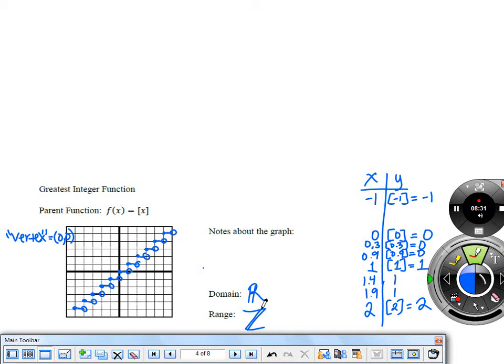So are we good with the parent function? Yeah? So what we want to do is establish some things that are going to happen. Some things are like absolute value.